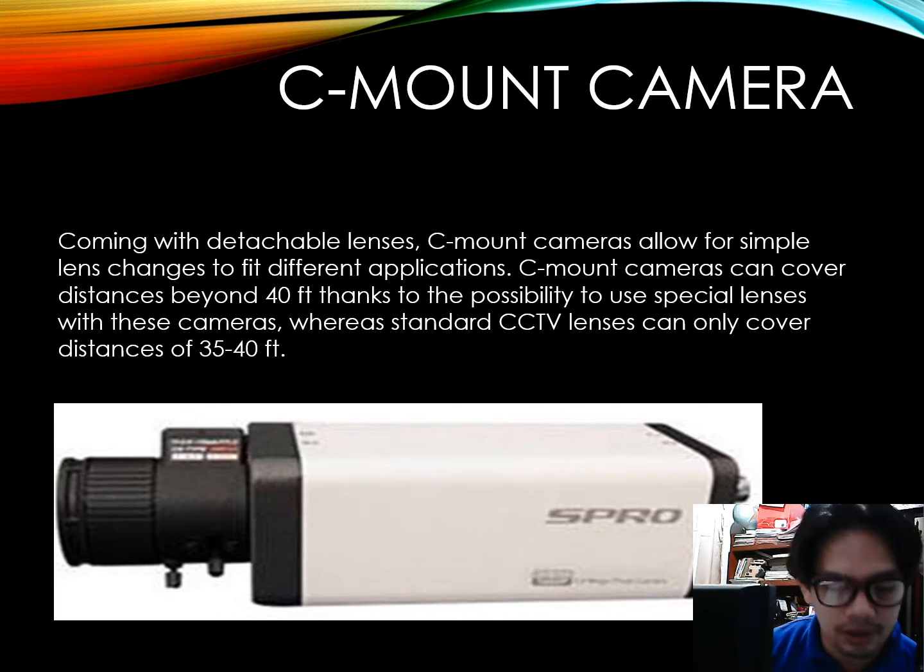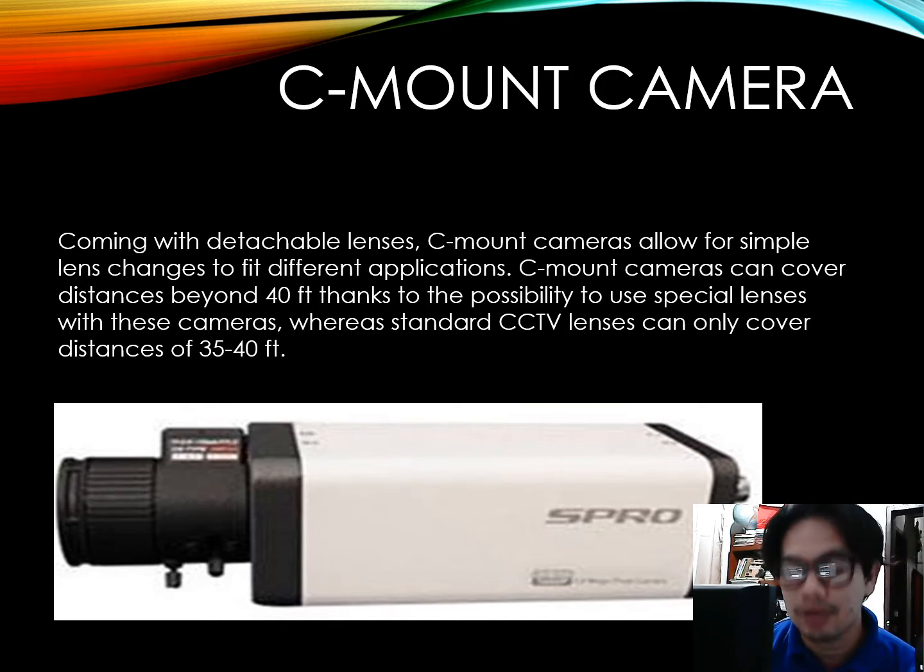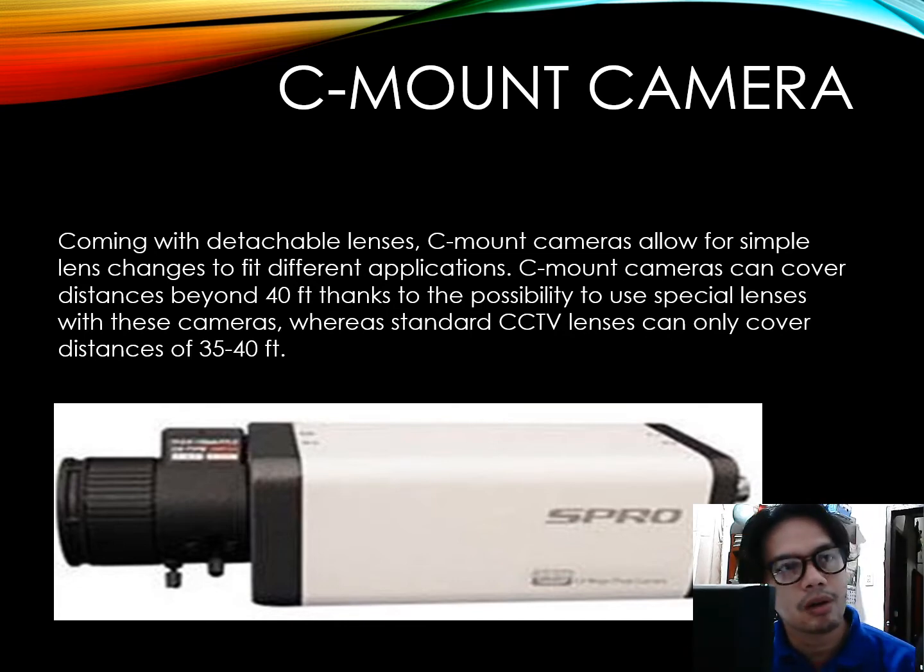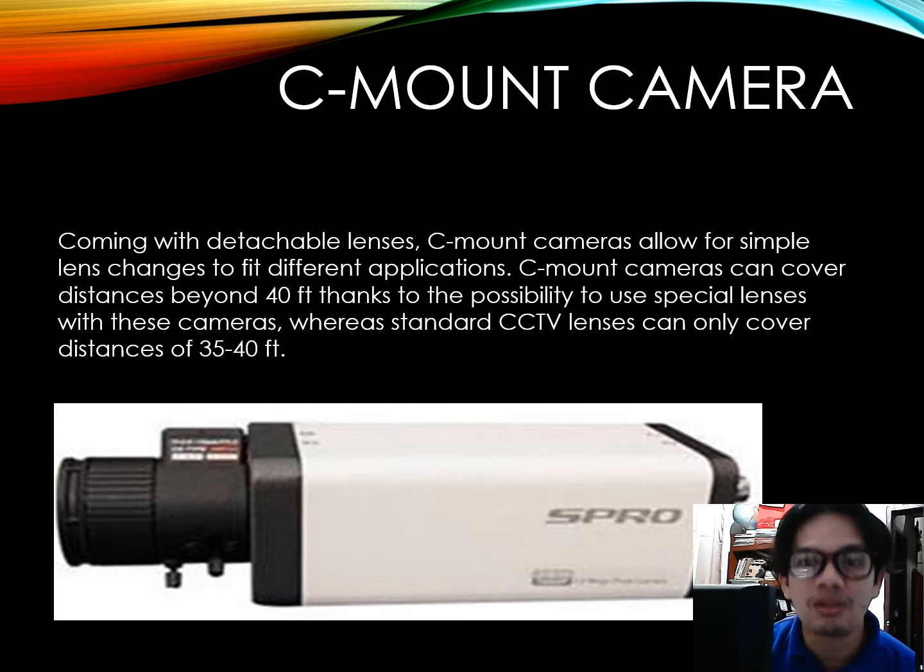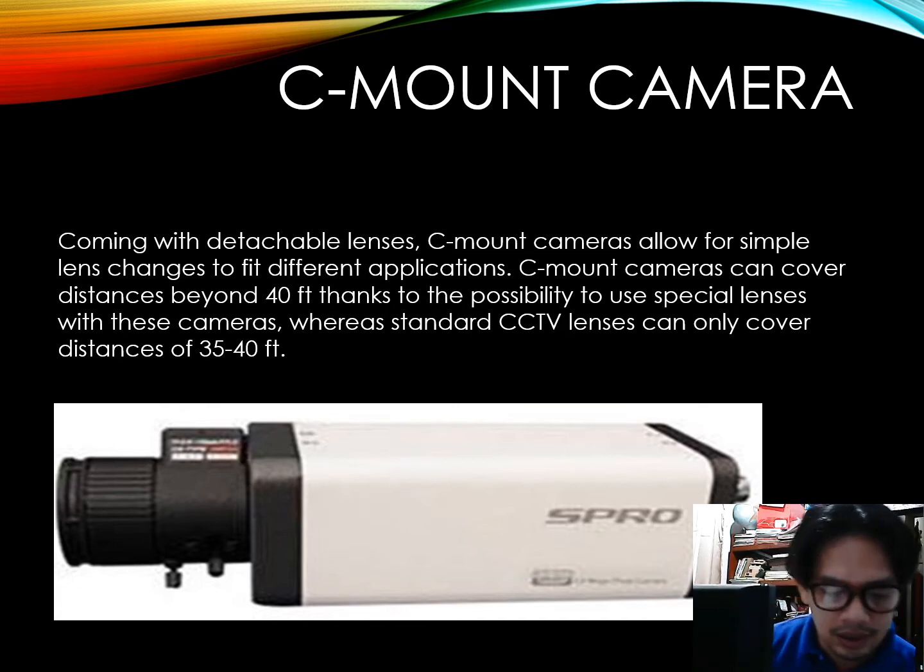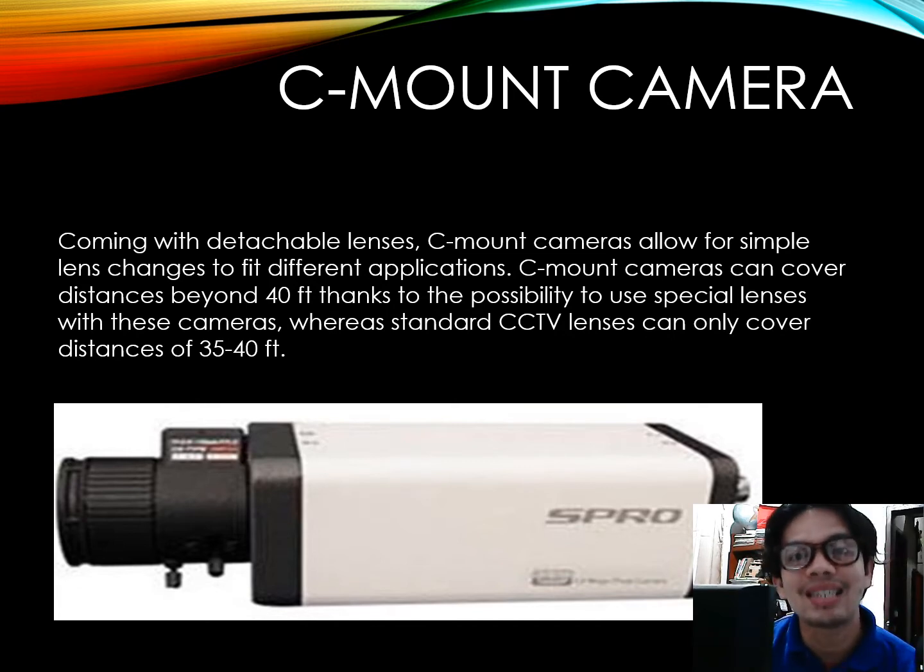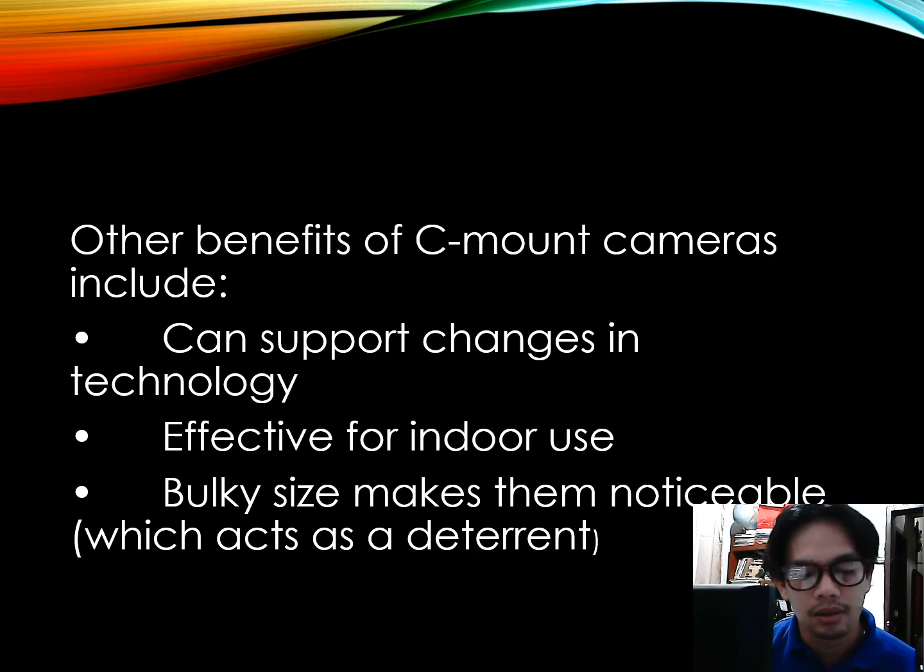Other benefits of varifocal cameras, let's do the same mount camera. Those cameras commonly detect an image 35 to 40 feet, but this camera can detect beyond 40 feet. So same mount camera, because of the special lenses with this camera, whereas standard CCTV can only detect or cover a distance of 35 to 40 feet. So remember, the same mount camera can detect more than the distance of 40 feet. The benefits can support changes in technology, effective for indoor use, but also a bulky size makes them noticeable. We can notice them because of its size.